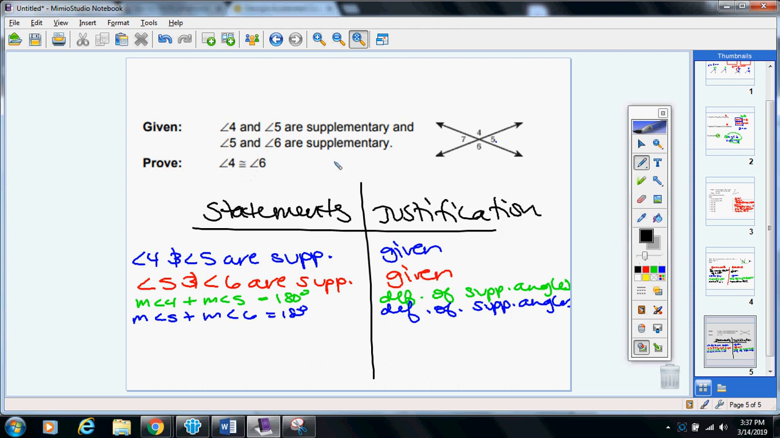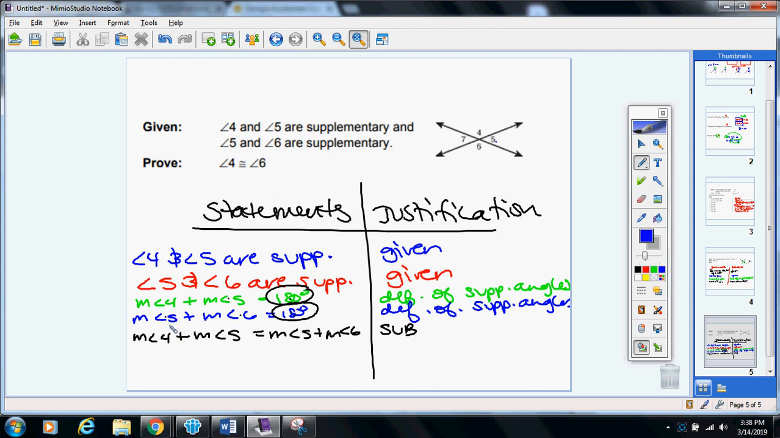Well, when you think about it, I can say that the measure of angle 4 plus the measure of angle 5 equals the measure of angle 5 plus the measure of angle 6. Because didn't we just say that both of these are 180? So 4 plus 5 is 180, 5 plus 6 is 180. So by substitution property, those two sums are equal to each other. Again, notice I use substitution. I have an equal sign here, and I'm replacing entire sides. So that's substitution property.